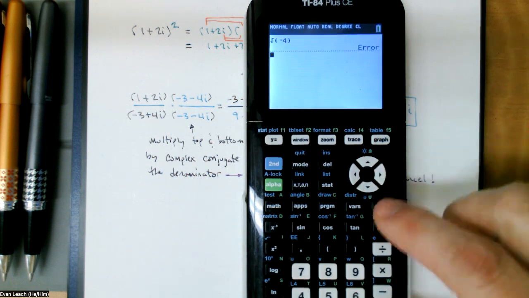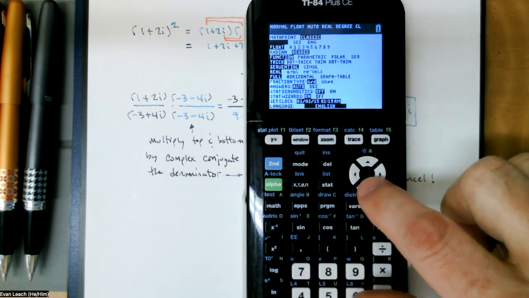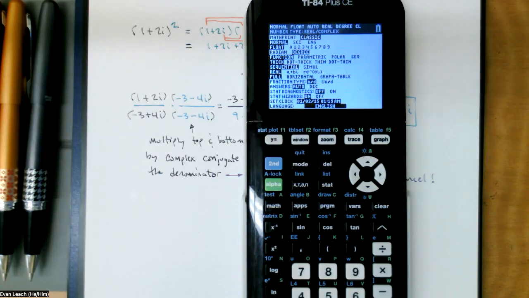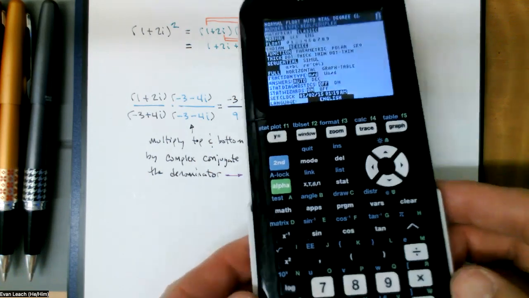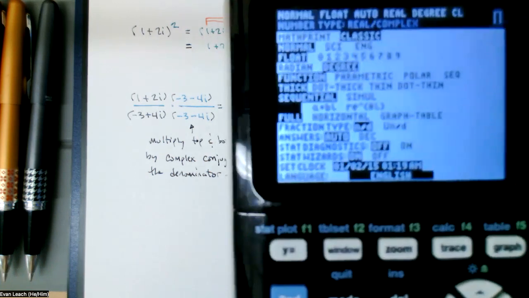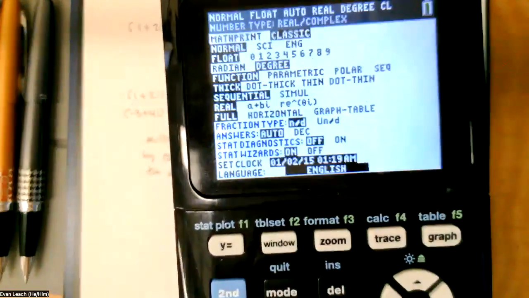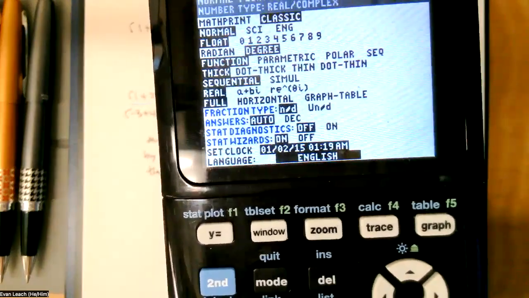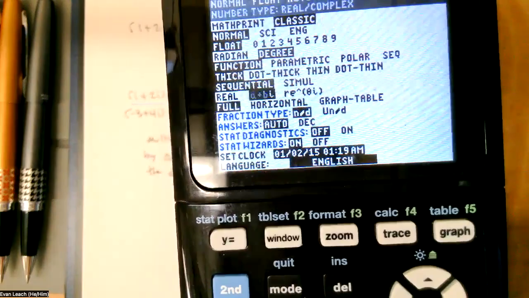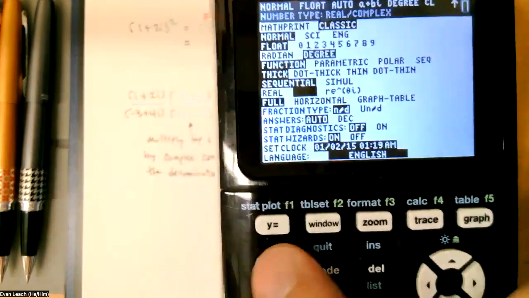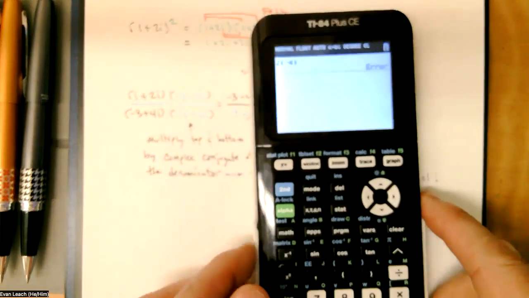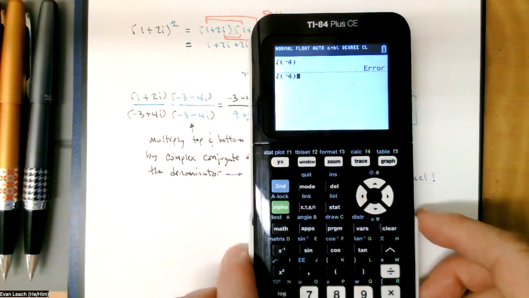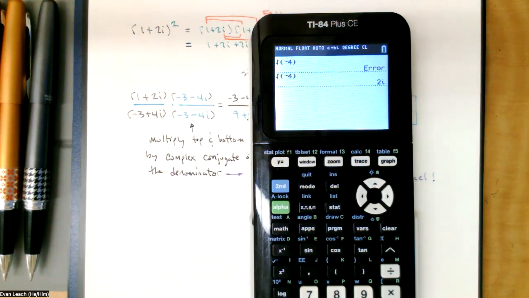So if I go to my mode and I scroll down, that's because it's only looking for real numbers. So what I want to do is switch it over to a plus bi form. Now my calculator knows what complex numbers are. So now if I ask it for the square root of -4, it tells me that that is 2i.